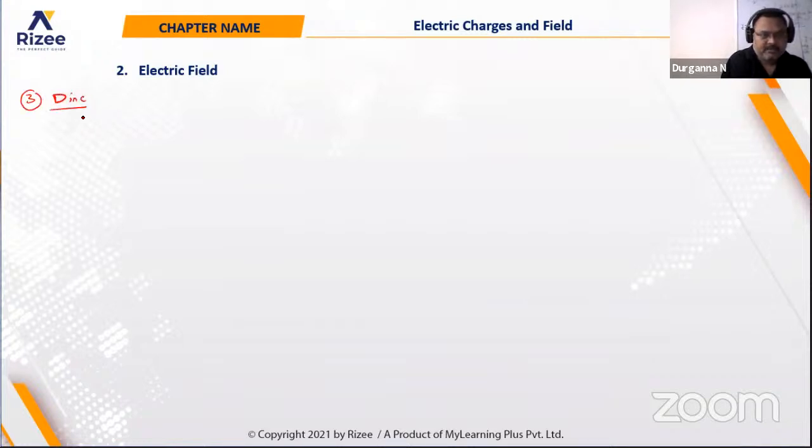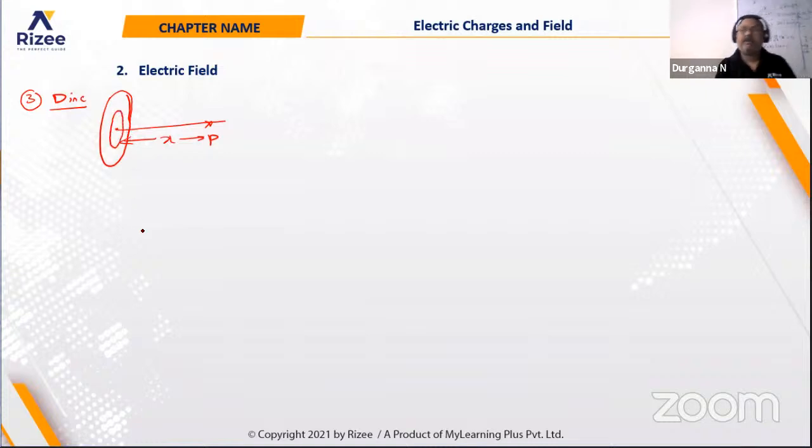So for the disk, what is the electric field? Consider a disk of radius r, and let the electric field be at a particular point P, which is at a distance of x from the disk. You can take an element in which the shape of the element will be a ring, and because of the element of the ring, the total electric field of the disk can be calculated by integrating between 0 and r the electric field of a ring.